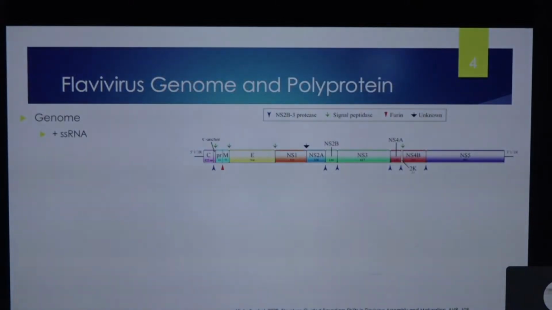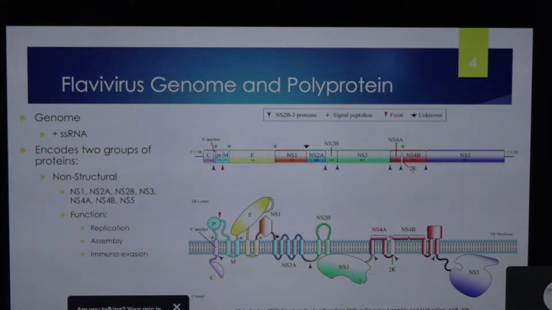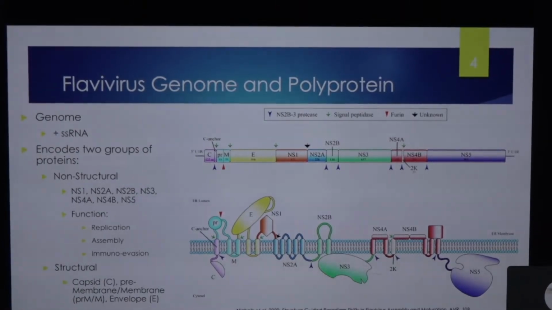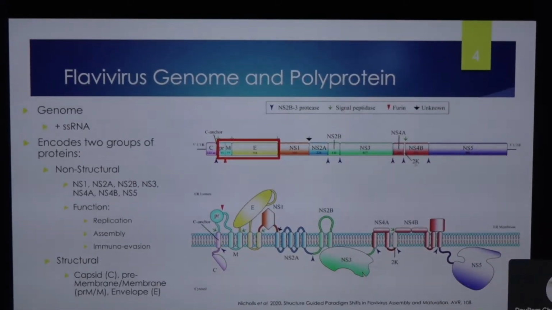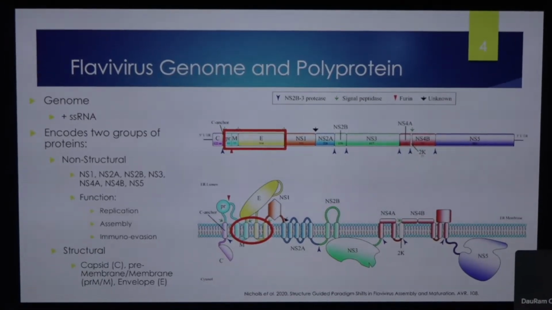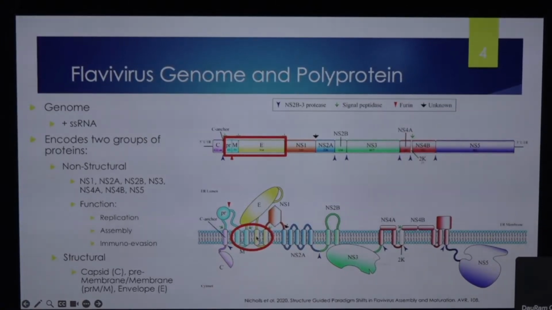Of course, the flavivirus genome is a positive single-stranded RNA genome that encodes two different groups of proteins. The first is the non-structural group of proteins. These seven proteins, NS1 through NS5, function primarily in the replication, assembly, and immunoevasion aspects of the virus life cycle. The structural proteins, containing capsid protein, pre-membrane or membrane protein, and envelope protein, are all there to form the actual virus structure. These are the proteins that we'll be taking a look at today, with specific attention paid to their transmembrane helices shown down here.